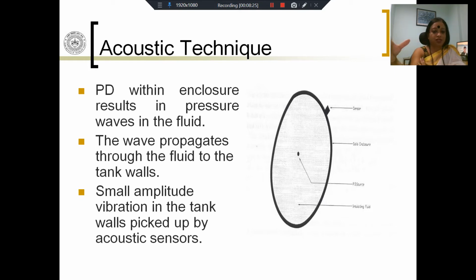They will radiate outwards, and once these pressure waves reach the metal enclosure, they will set up small amplitude vibrations of the metal enclosure. Now, if you have an acoustic sensor outside the metal enclosure, connected to it, any small amplitude vibrations that are set up in the tank wall due to the partial discharge inside will be picked up by the acoustic sensor. So that is the basic principle behind the acoustic technique, which depends on sound energy to travel from the position of the partial discharge to the position of the sensor.